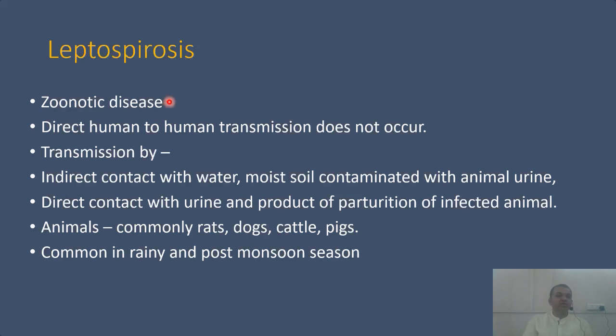This is a zoonotic disease, you must know that leptospirosis is commonly a zoonotic disease. There is no human to human transmission in this disease, so that is good for us. Transmission is by direct or indirect contact with water or moist soil which is contaminated with animal urine. The infected animal excretes urine having loads of leptospira in it. So the water or the soil may be soiled with this urine, and if you come in contact with such water or soil, you may get infected.